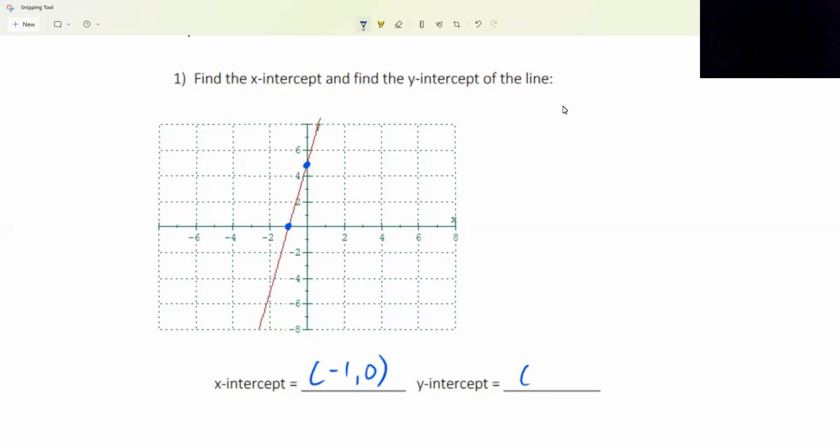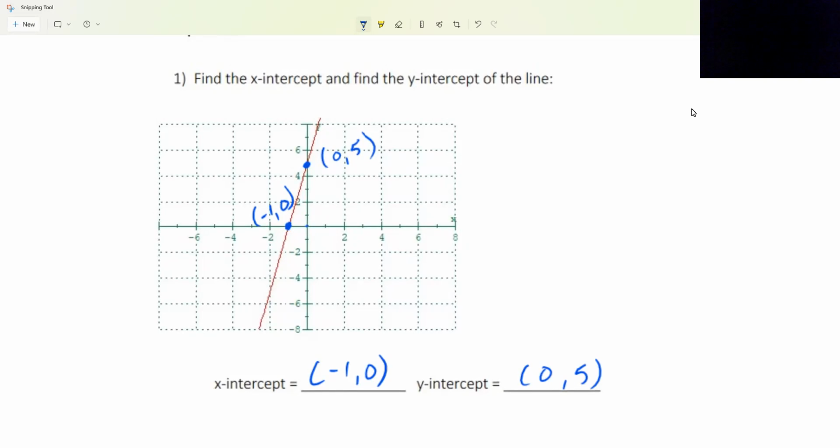So right here, where this was -1 and 0, this is 0 and 5. So you just got to remember which one is which. Because remember, if you start here and move over, y is 0. If I move over to -1, I get -1, but y is 0 there. Same thing here. If I start at 0, 0, and go up to this point, x is still 0, but y is 5.